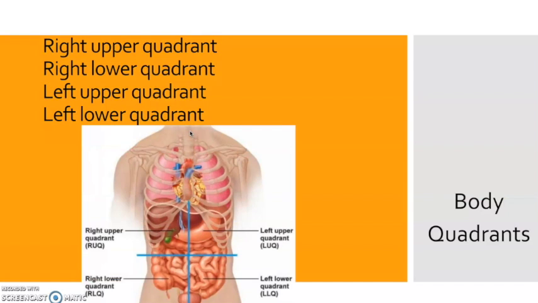Now we have the body quadrants. There are four body quadrants. They are the right upper quadrant, which is right here, the right lower quadrant, which is right here, left upper quadrant, and then we have the left lower quadrant.